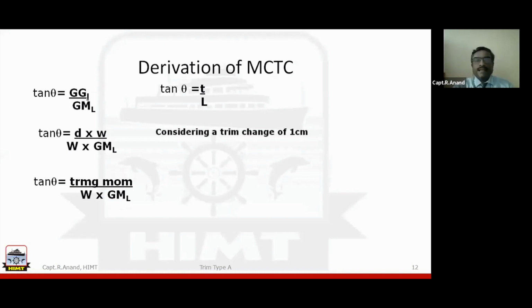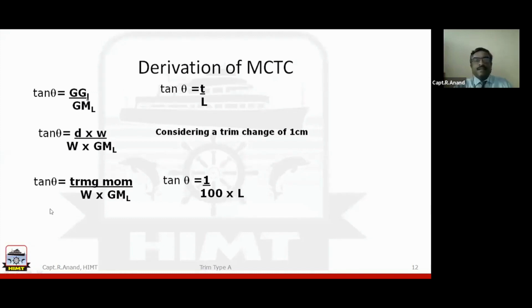Remember again, we are considering a trim change of just 1 centimeter. Now, this trim is 1 centimeter. To keep the units common, that means in meters, I have converted this 1 centimeter trim into 1 by 100 into the LBP, right? So all I have done is the trim was 1 centimeter, which I have converted to metric units, 1 by 100. So into 1 L remains the same.